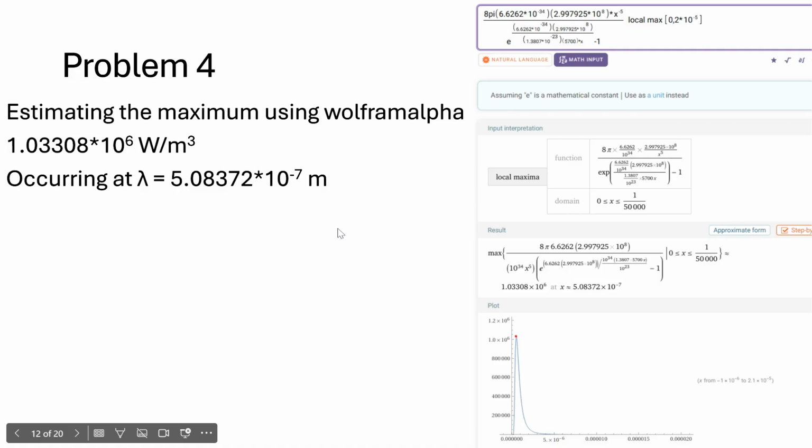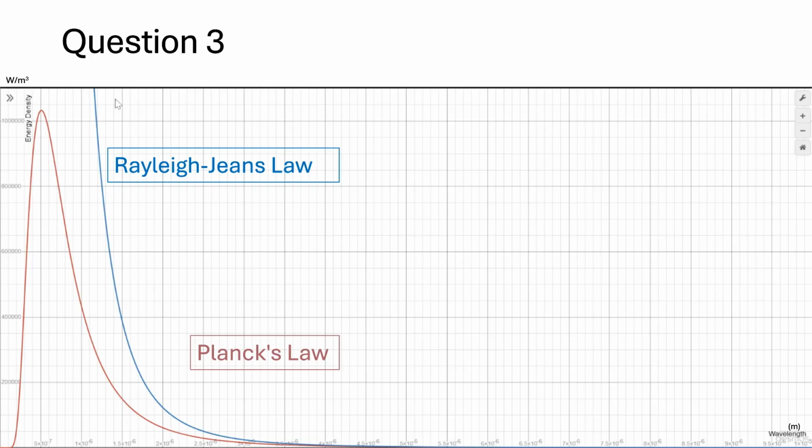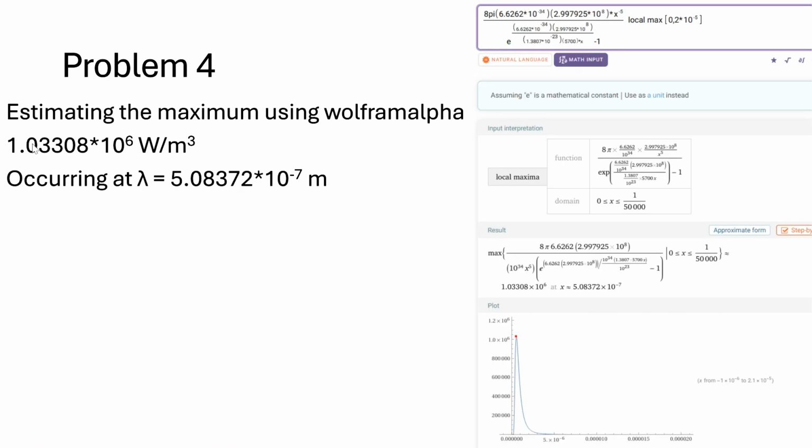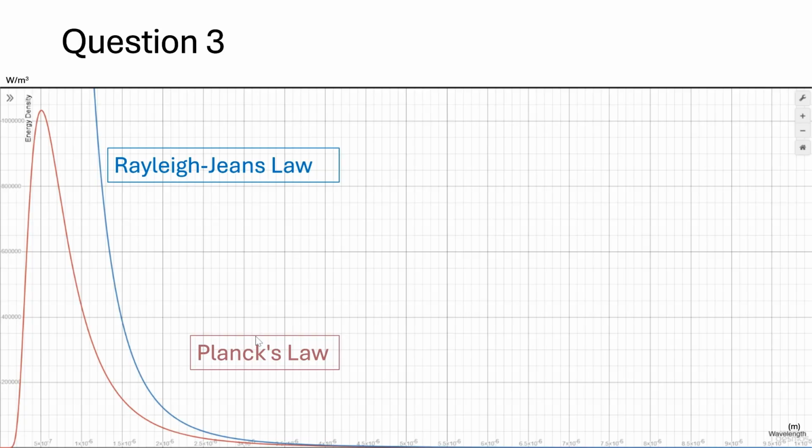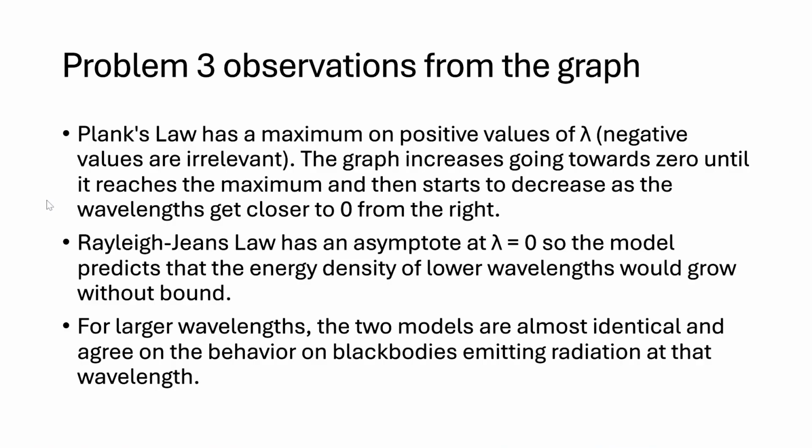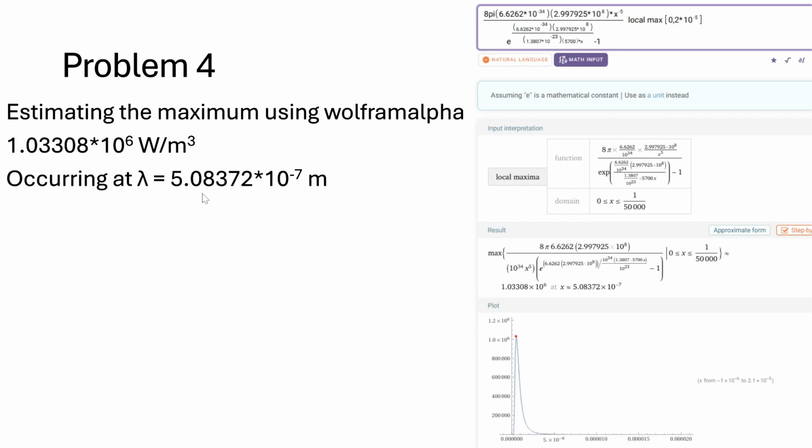For problem number 4, we have to estimate the peak wavelength emission for the given constants using Planck's law. Plugging it into Wolfram Alpha and finding the local maximum within this range gives us lambda equals 5.08 times 10 to the negative 7 meters.